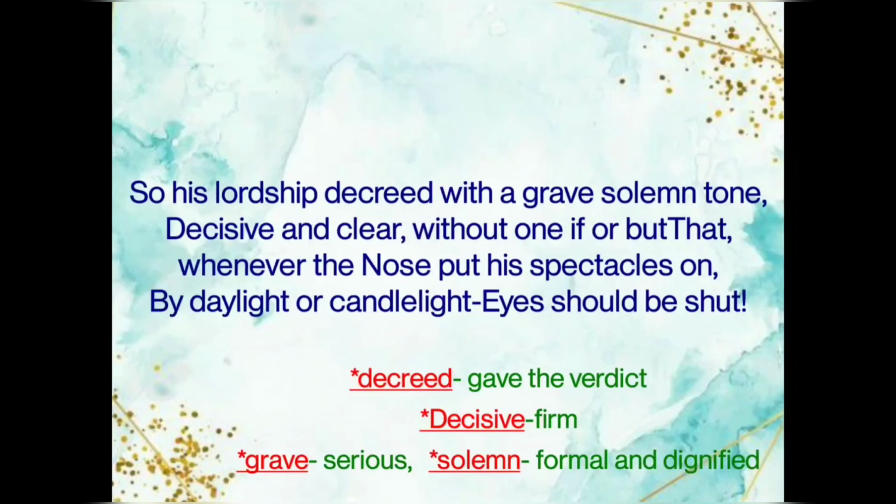So his lordship decreed with a grave solemn tone, decisive and clear without one if or but that, whenever the nose put his spectacles on, by daylight or candlelight, eyes should be shut. And at the end, with a very serious and formal tone, the chief baron here announced its judgment very strongly and clearly that the spectacles clearly belong to the nose.